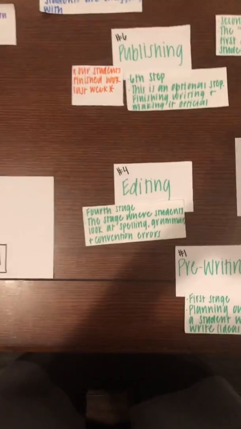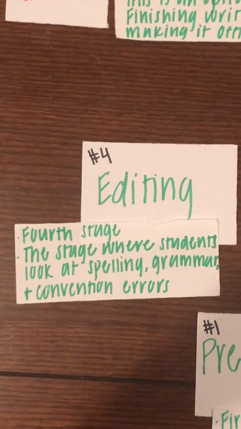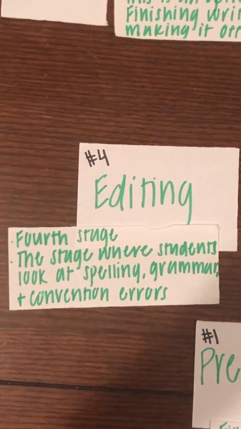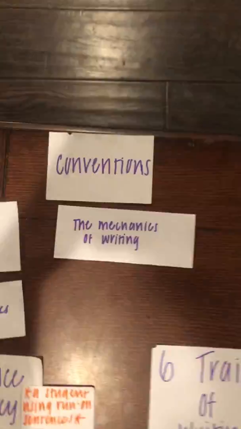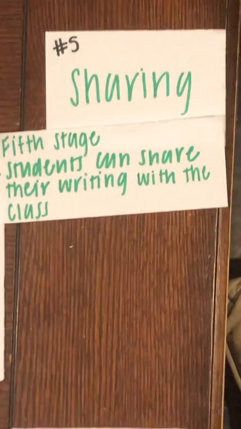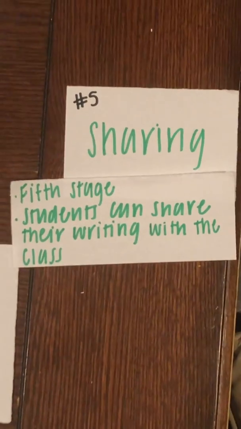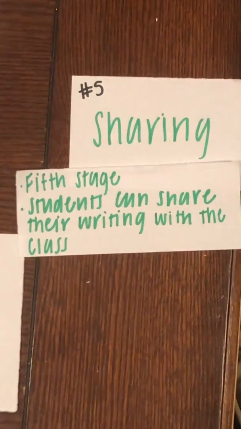The fourth stage is called editing. This is the stage where students look at spelling, grammar, and convention errors. This is related to the 6 traits of writing conventions because it's only about the mechanics of writing. The 5th stage of the writing process is sharing. Students can share their writing with the class.